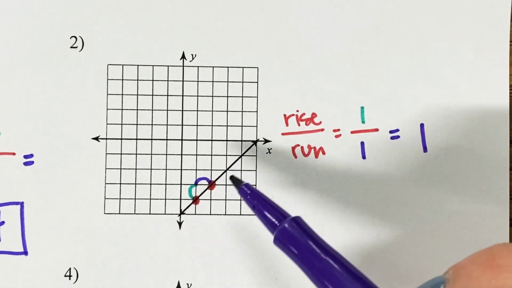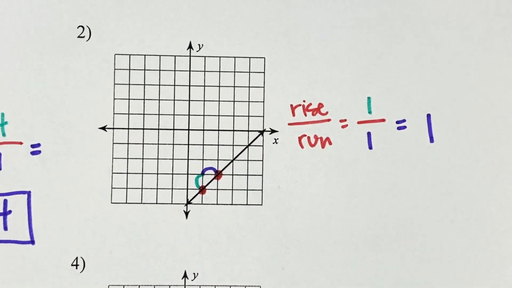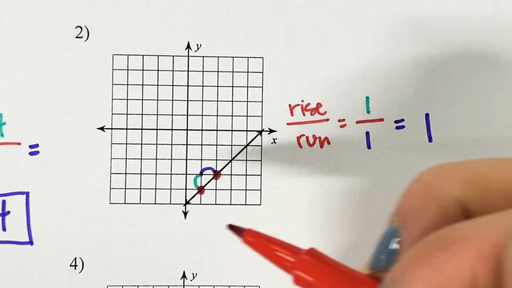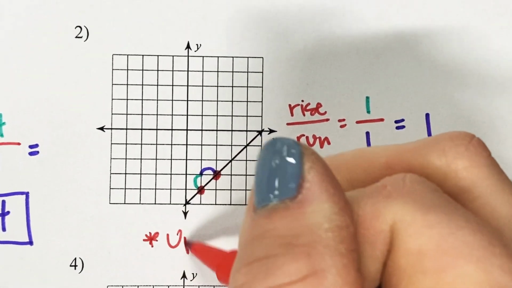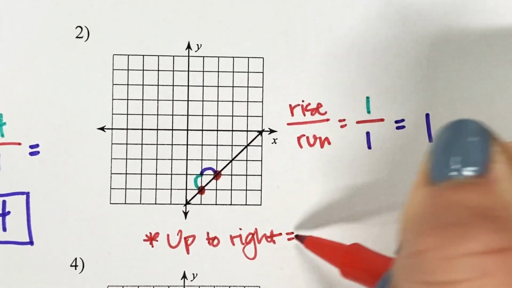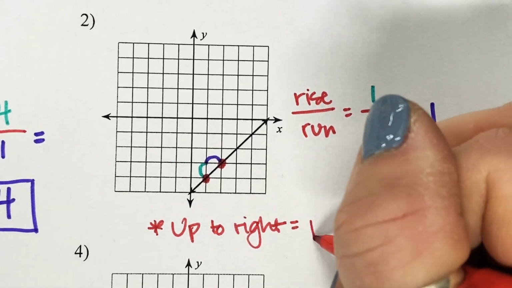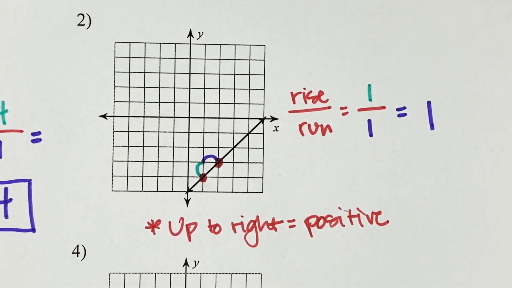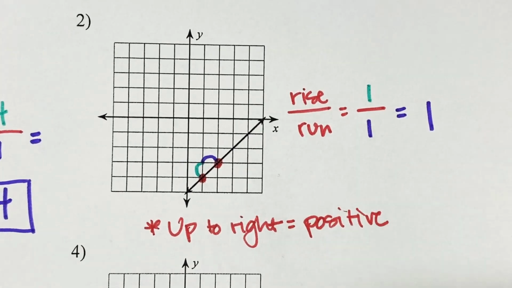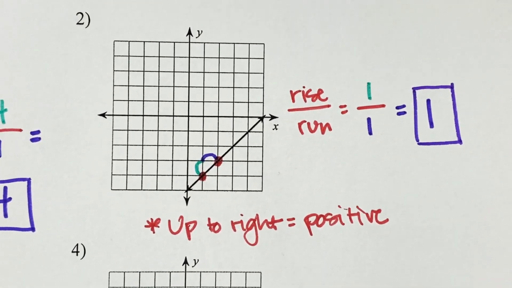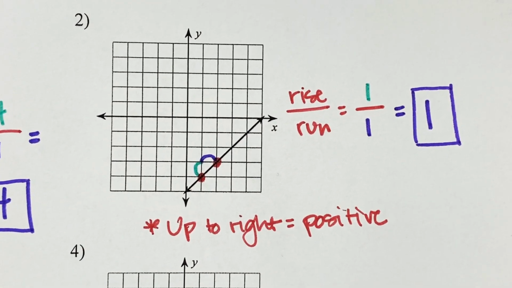Okay, last thing we need to ask ourselves is is this a positive or a negative 1? Going up to the right, it is going to be positive. Okay, so make this note on your notes. Up to the right equals a positive slope. Super important. You must put the positives and the negatives. So this is just positive 1. Beautiful.